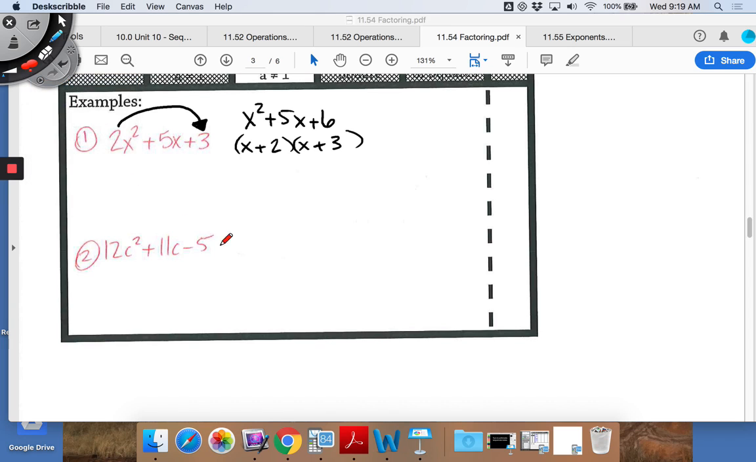But then we have this last step. I now get to divide back out that 2 that I let it borrow. So this would become x plus 1, because 2 divided by 2 is 1. And this bottom gets to move up, so it will become 2x plus 3.